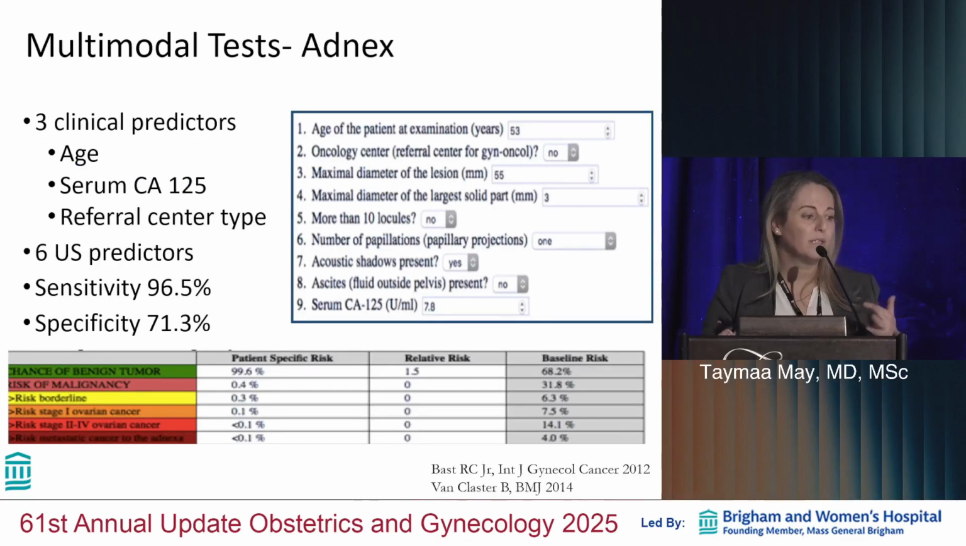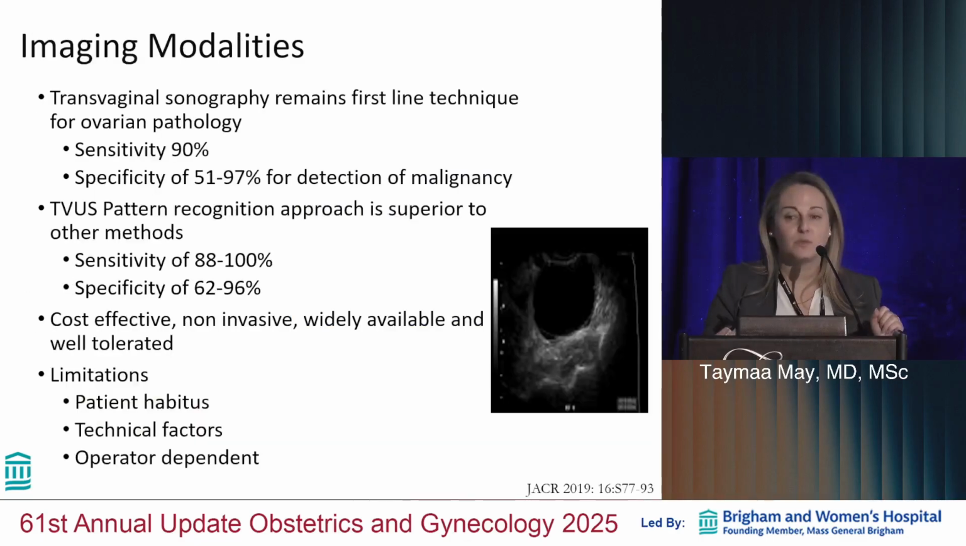The ADNEX model looks at multiple modalities as well, looking at age, serum CA125, and importantly, the referral centers. So centers that have high volume tend to do better because the more you see something, the more likely it is that you will identify it and diagnose it, with a sensitivity of 96%.